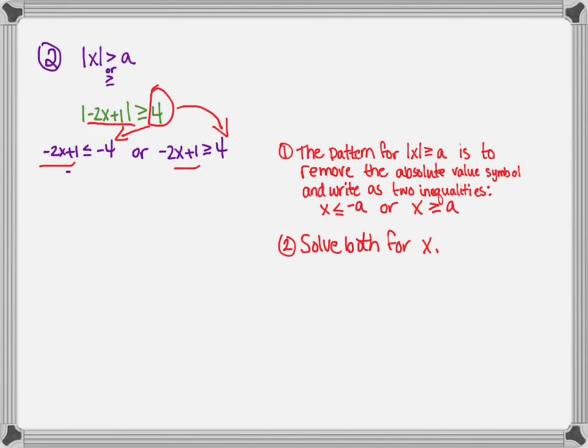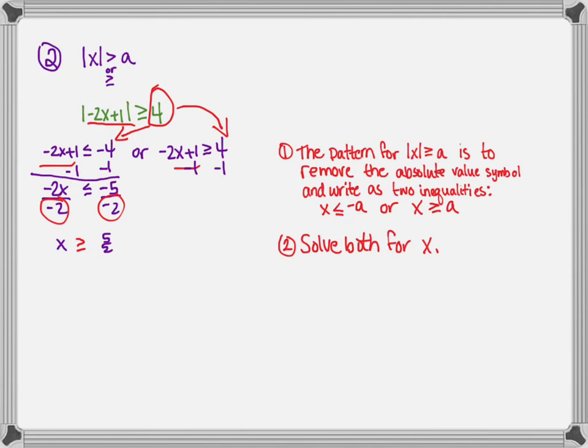So in the first one, we'll first subtract 1 from both sides, and we'll get negative 2x is less than or equal to negative 5. Now to get x by itself, we need to divide everything by negative 2. And on the left I have x, on the right I have positive 5/2. And because we divided by a negative number, our inequality symbol flips. And again, that was because we divided by negative 2.